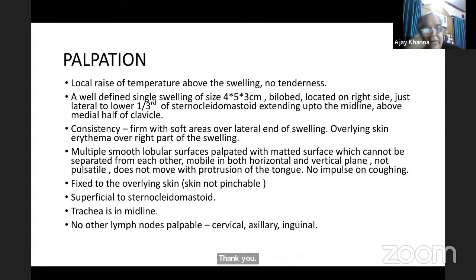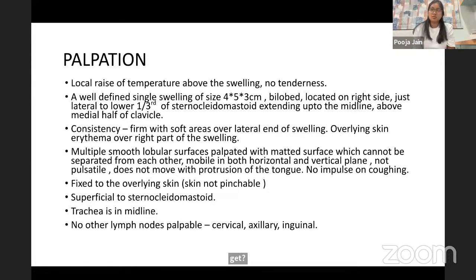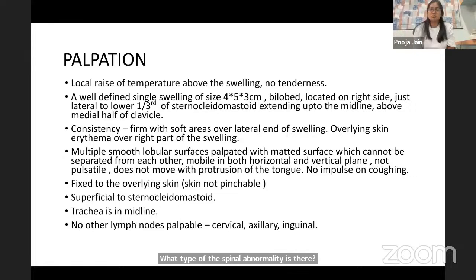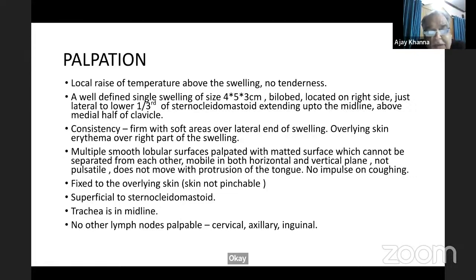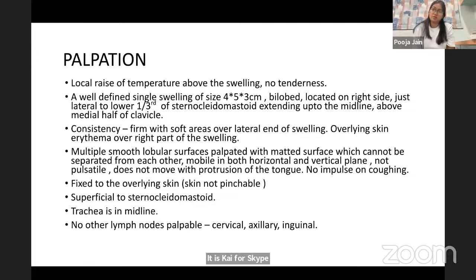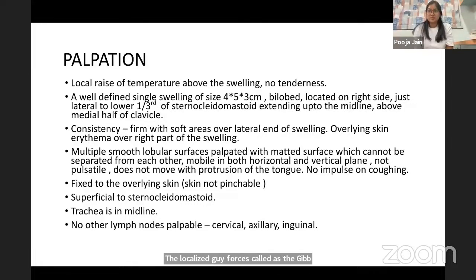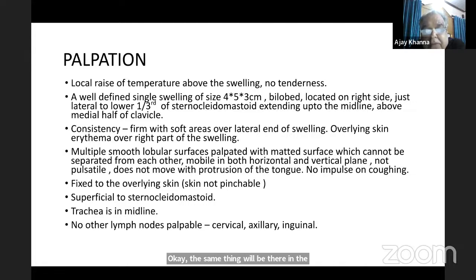When you examine the lumbosacral spine for Pott's spine, what do you get? Wedging of the lumbar vertebra. What type of spinal abnormality is there, kyphosis, lordosis, or scoliosis? It is kyphosis, a localized kyphosis called the gibbus. Yes, sir. The same thing will be there in the cervical spine also. So you have to examine the spine, especially if you are suspecting a tubercular lymph node in the neck. Yes, sir.